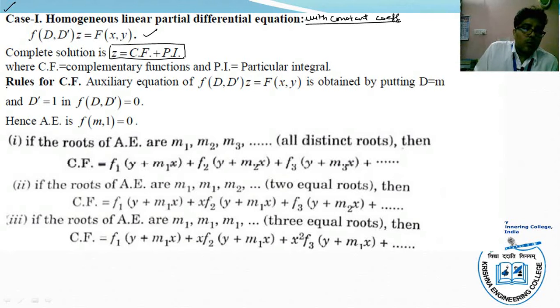Now find the rules for CF. First of all, we find the auxiliary equation of this differential equation.